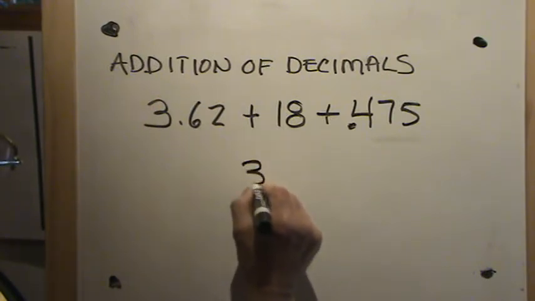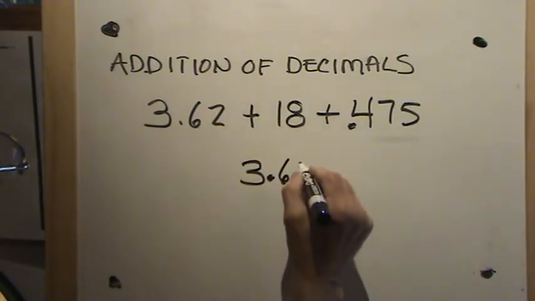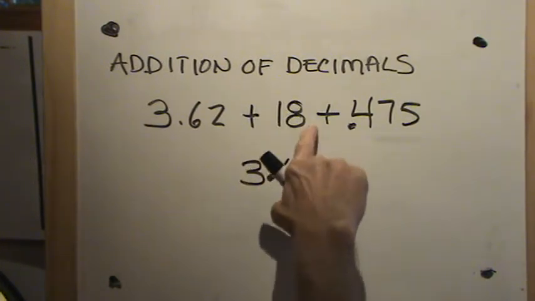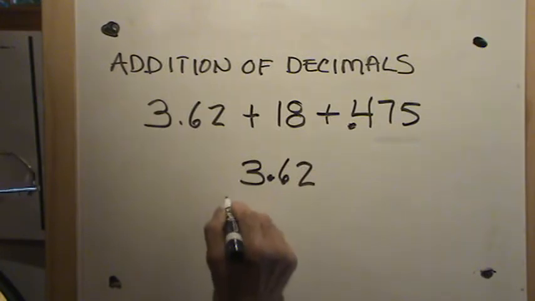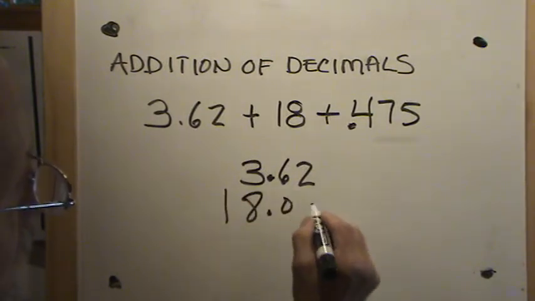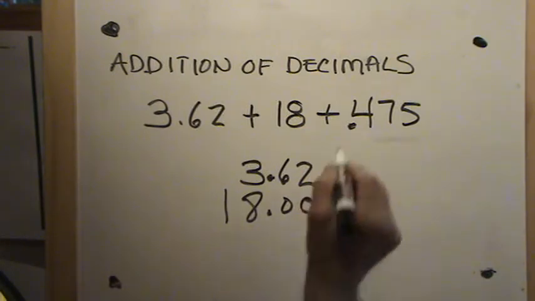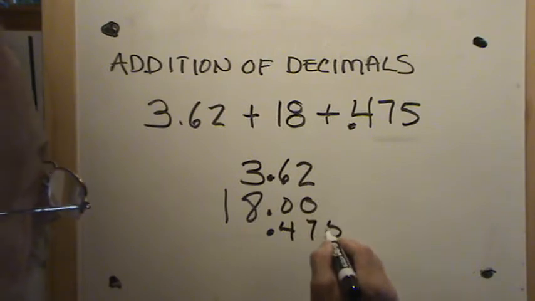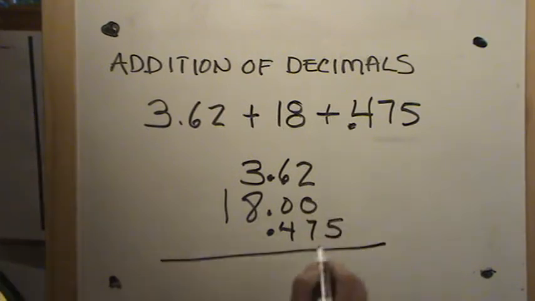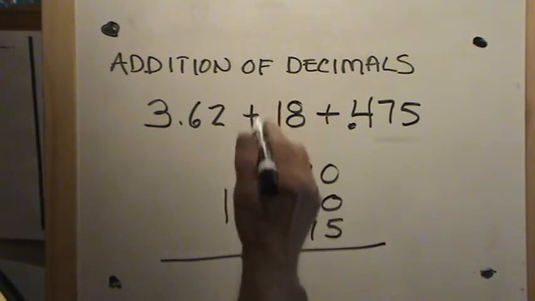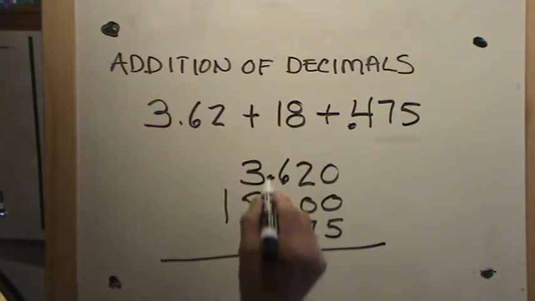We rewrite the problem, 3 and 62 hundredths, but now we have to realize that there is a decimal point after the 18. So the 18 would go there. And we could put zeros in just to placehold it. And then this is 475 thousandths. And I can put a placeholder here and a placeholder there. My decimal point is going to go here in the answer.